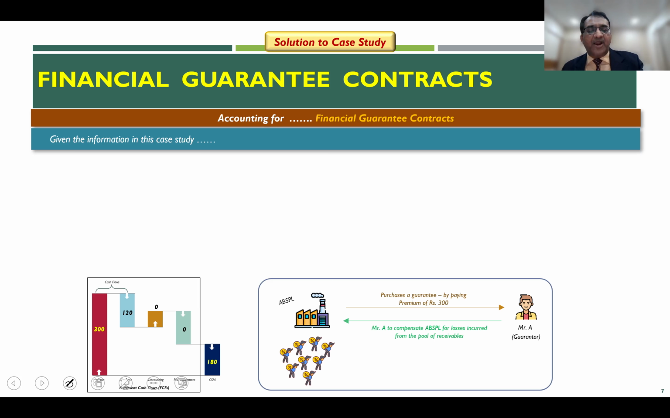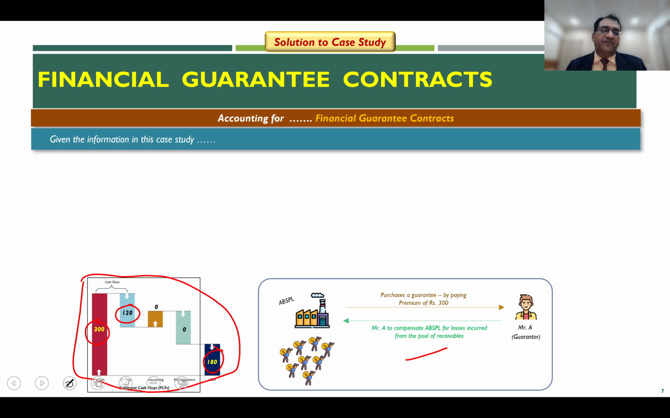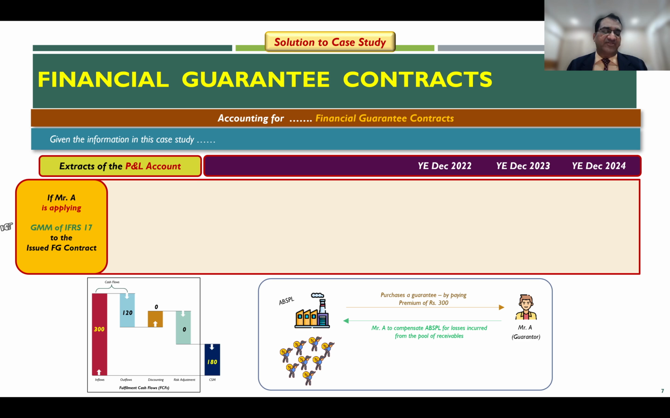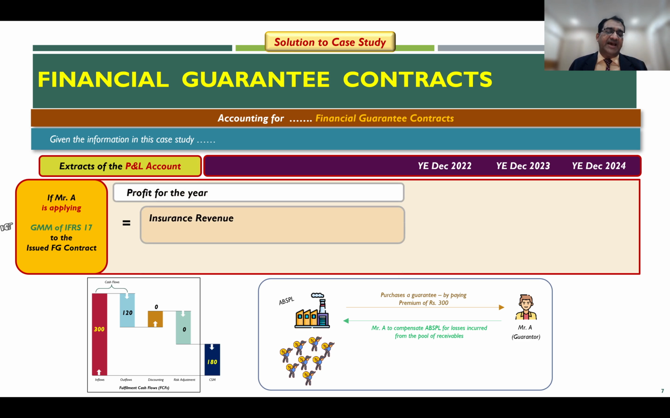Now, I brought forward this chart and what we discussed in the first slide. So you have 300 rupees of your inflows, 120 of the outflows, an expected profit of 180. Of course, these two elements are considered 0 in this particular case study. Now, with this fact pattern, what would be the extracts of P&L? So profit for the year will consist of what? For any other entity, profit is your revenue minus expenses. So this is how we have to compute what is my revenue, what is my expense.